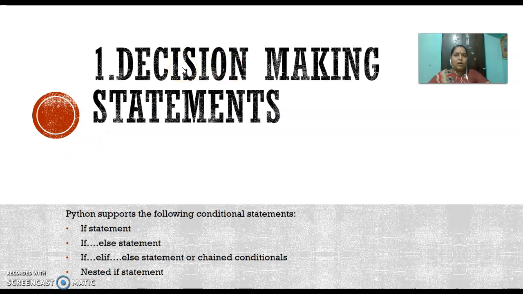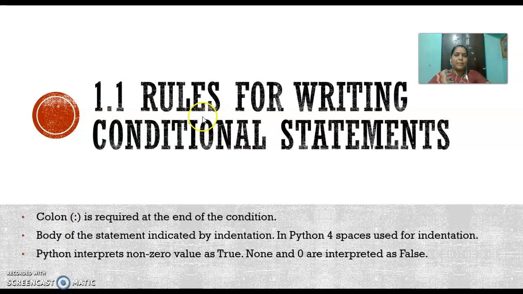First of all, what are all decision making statements? Based on certain conditions, the corresponding branch to be executed is selected. So these type of statements are called decision making statements. Python supports the following conditional statements. The first one is if statement, the second one is if else statement, the third one is if elif else statement or chained conditional, and the fourth one is nested if statement.